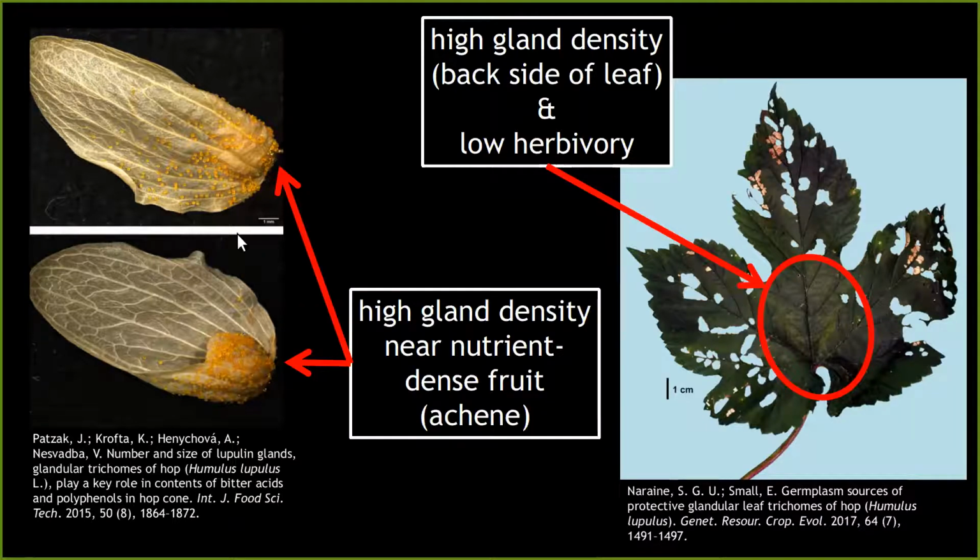So again, it appears that the trichomes, the glands, are protecting the fruit against herbivory. You know, because like I mentioned, the alpha acids, the bittering compounds, are produced in these glandular trichomes. So these trichomes are bitter. So you can imagine that being a deterrent to an animal that wants to eat the seed.